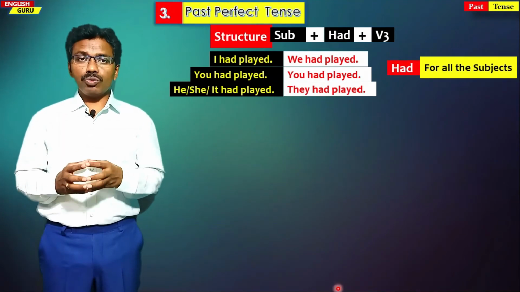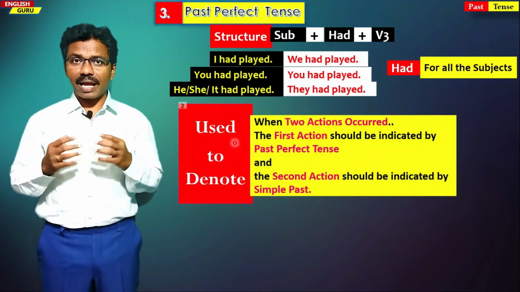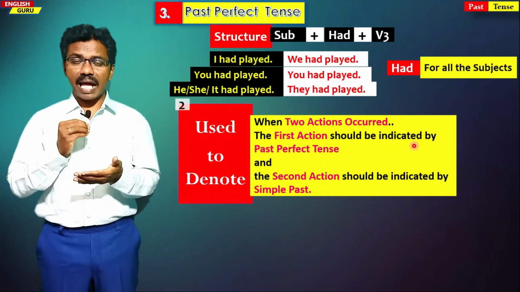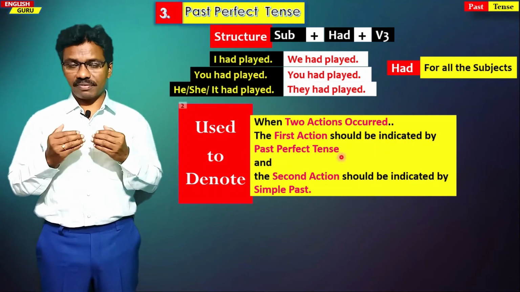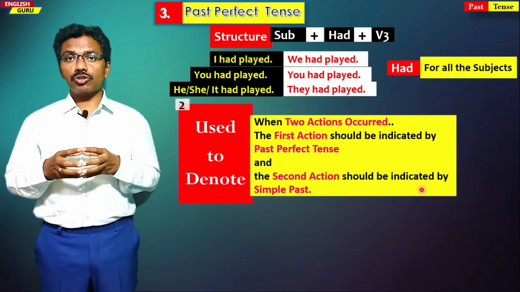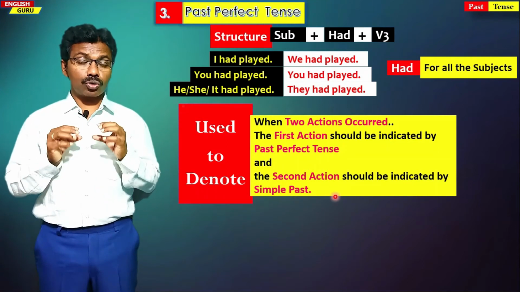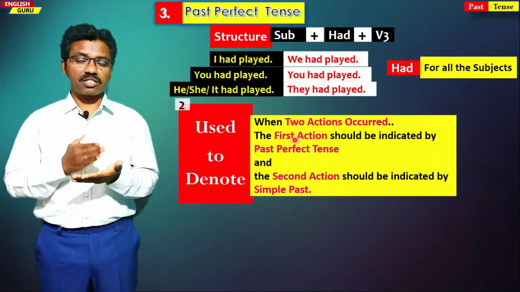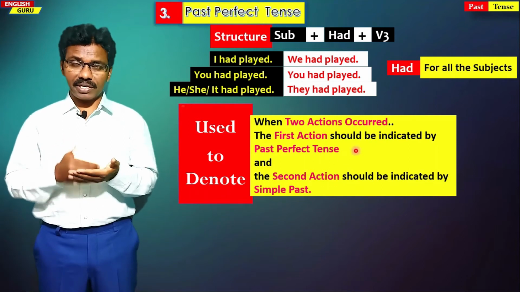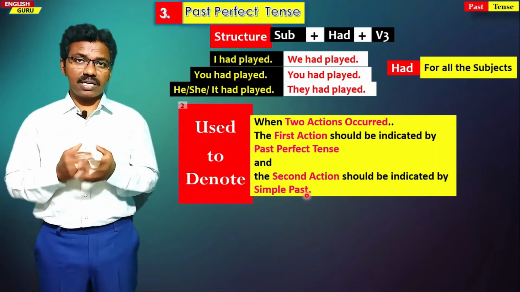And there is one more usage of this particular tense, past perfect tense, which is very, very important. When two actions occurred in the past, the first occurred action should be indicated by past perfect tense, whereas the second occurred action should be indicated by simple past tense. So in this context we use two tenses. The first one is past perfect tense, the second one is simple past tense. That is, the first completed action will be written in past perfect tense. The second completed action will be written in simple past tense. Let us see them in examples.